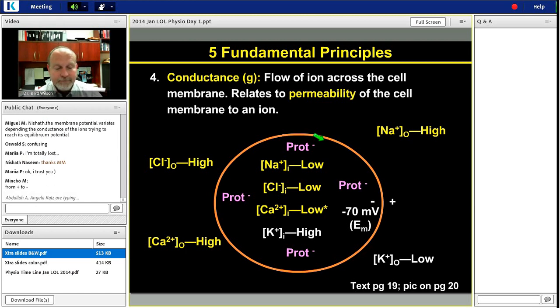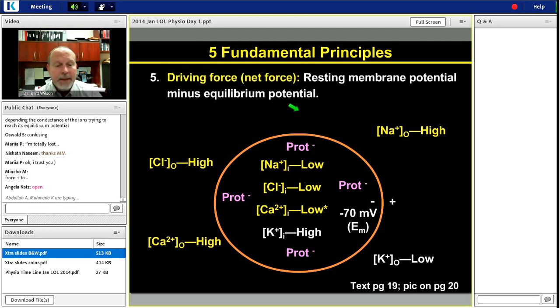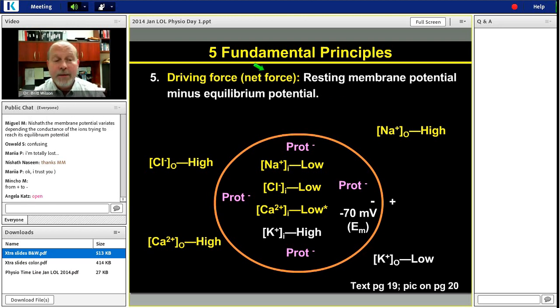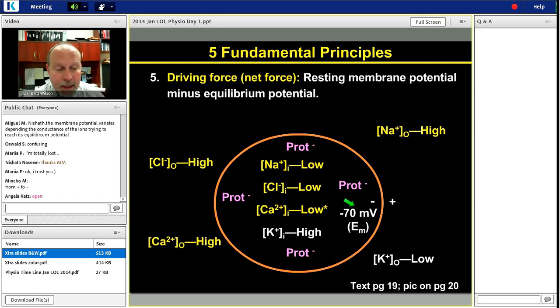Fifth fundamental property is something called the driving force. The driving force is the force working on the ion. The greater the driving force, if it can conduct, it will conduct. It is calculated as resting membrane potential minus equilibrium potential. Resting, we measure. Equilibrium potential will be calculated for each ion, using Nernst.